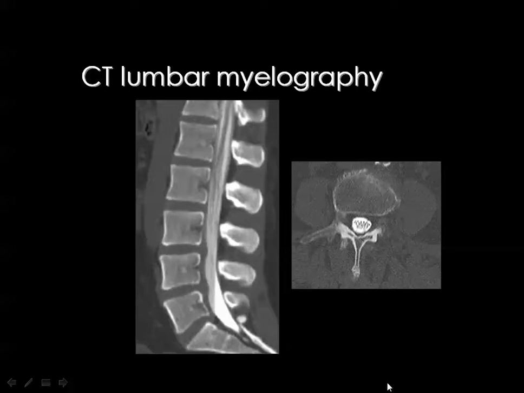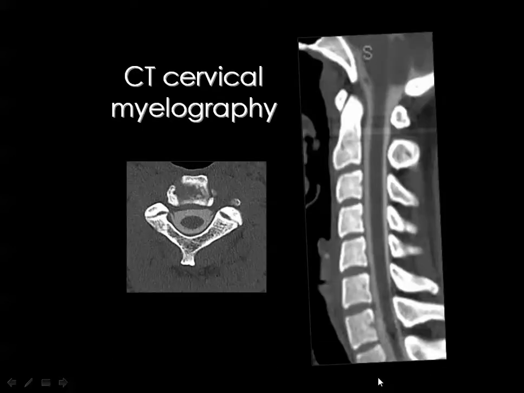so that you can have these beautiful images. Also in the cervical spine, in the axial images, you see the negative shadow of the spinal cord surrounded by the contrast medium, and in the sagittal reformatted image you see the cord as a filling defect within the contrast column.